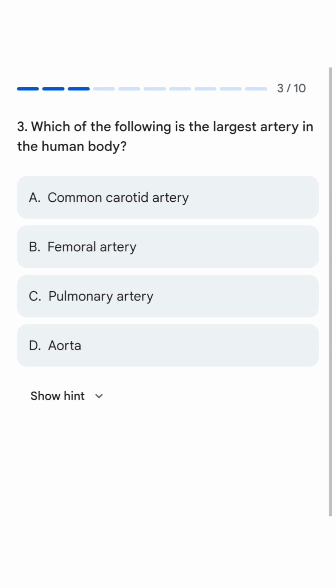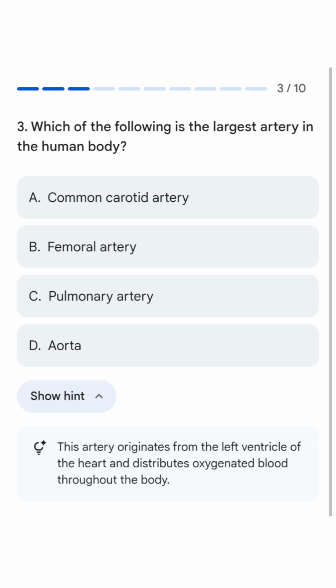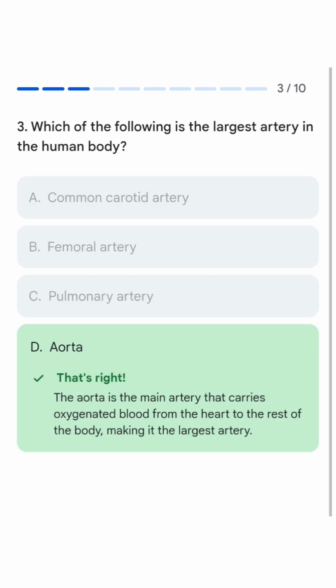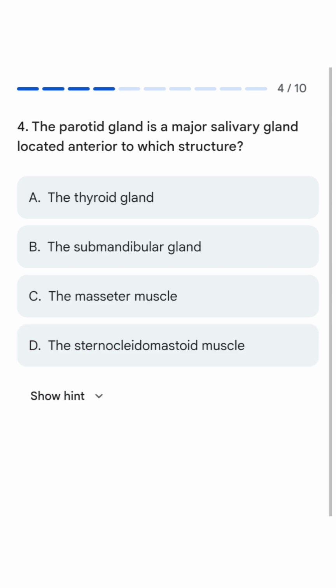Next question. Which of the following is the largest artery in the human body? Common carotid artery, femoral artery, pulmonary artery, aorta. The hint is this artery originates from the left ventricle of the heart and distributes oxygenated blood throughout the body. Aorta is the main artery that carries oxygenated blood from the heart to the rest of the body, making it the largest artery.